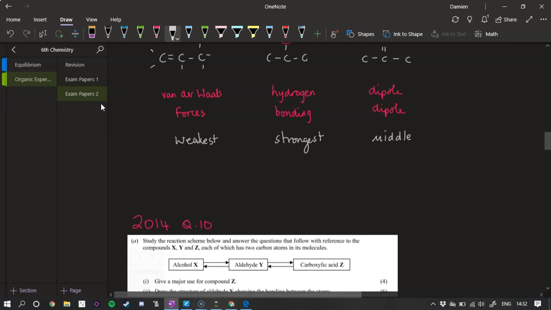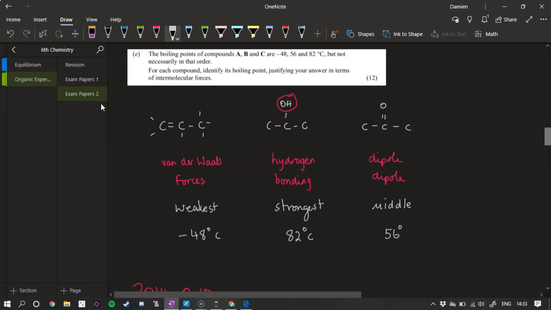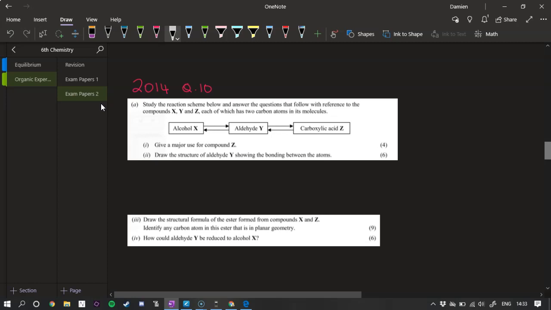So when you actually look at the temperatures that you're going to need to boil it, your temperature is a measurement of how much energy you need to put in to break it. So obviously when you look up at this, you're looking at hydrogen bonding at 82 degrees Celsius. It's going to take that. The lowest then is going to be this one, which is minus 48 degrees Celsius. And then finally the one left in the middle is 56 degrees Celsius. So that covers each compound, its boiling point, and justifying your answers in terms of intermolecular forces. On to 2014 question 10 for the next video.